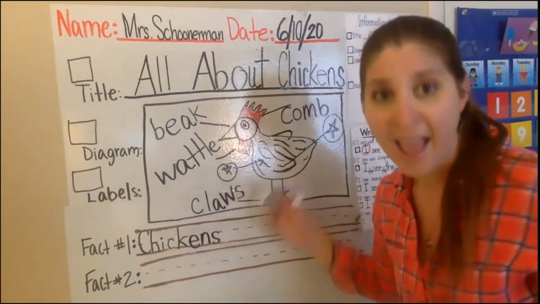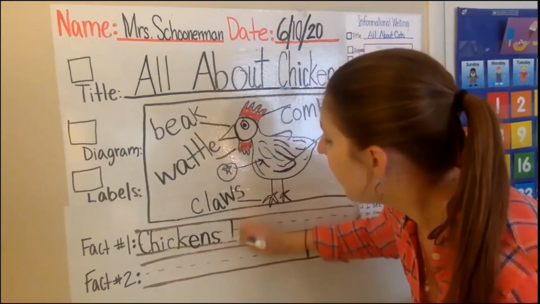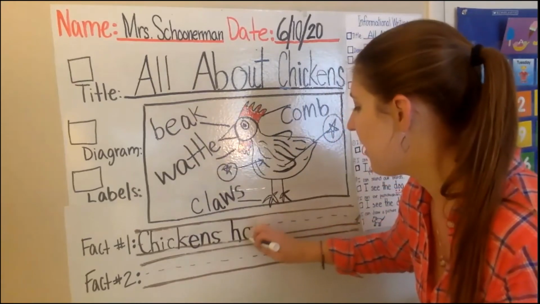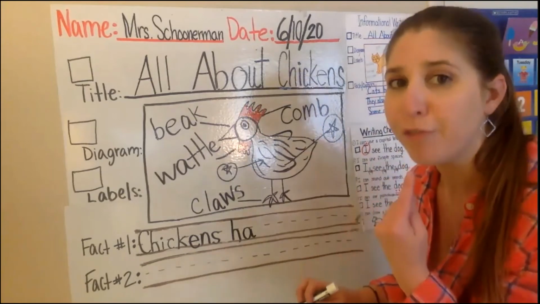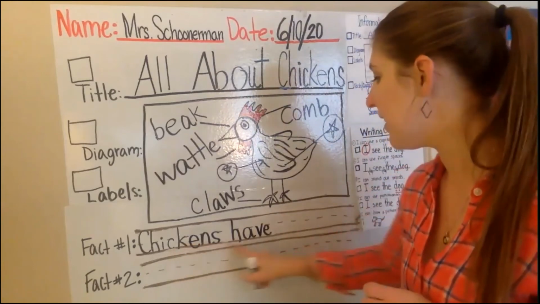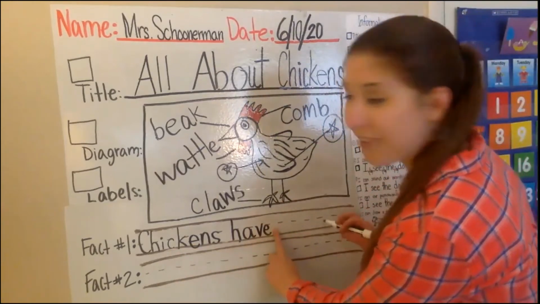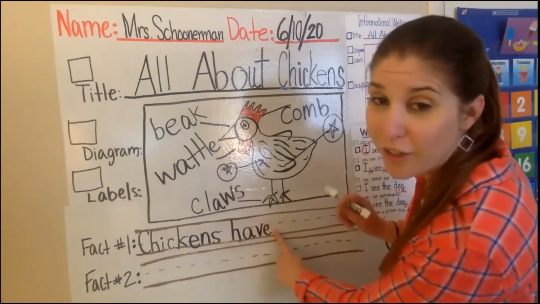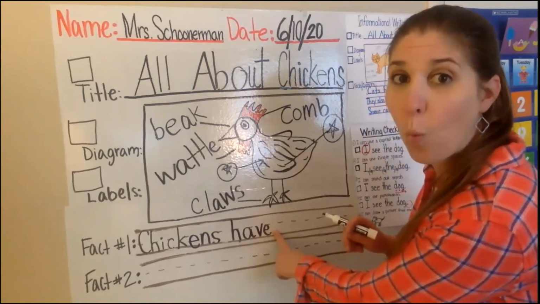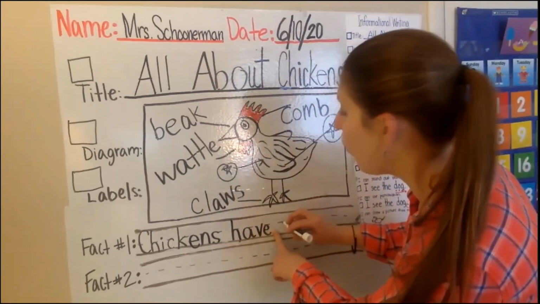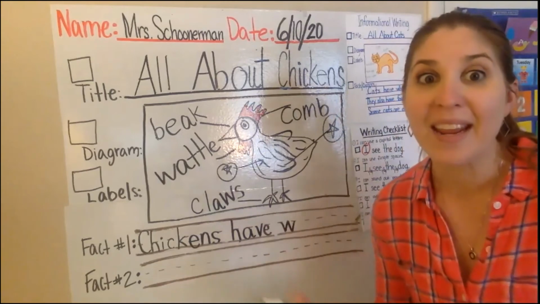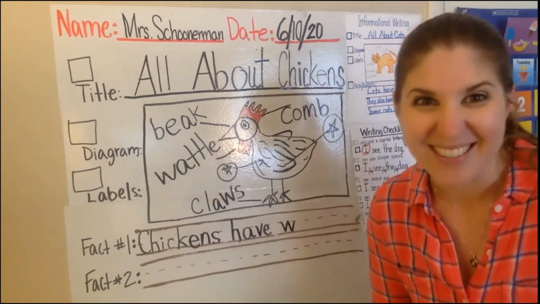And the next word is have. Have. Hear that H? A. Have. V. And then add an E at the end. Chickens have, leave a finger space because a new word is starting. Chickens have wings. Woo, woo. I hear a W. Wing. Do you hear that ending sound?